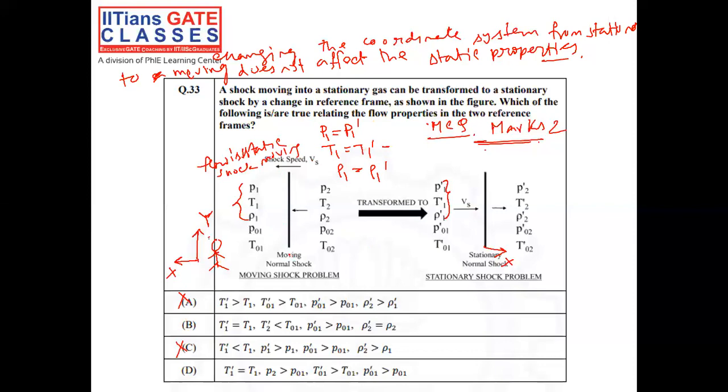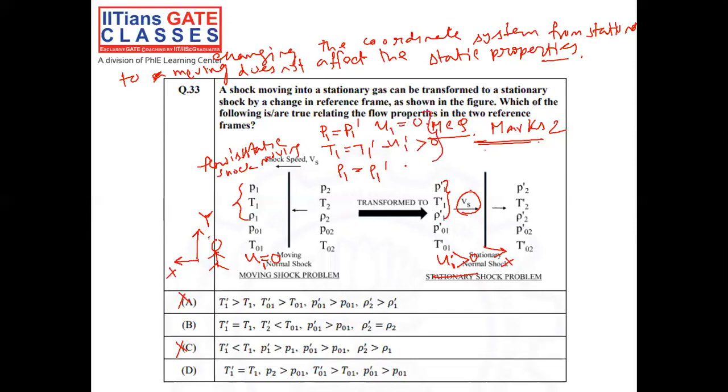As in this moving shock condition, the shock is moving and the fluid is static. So in this case, the fluid velocity is actually zero. But in case of the stationary shock problem, the shock is static, but the fluid is moving at a velocity Vs, right? Hence U dash is greater than zero. So let's call these U1 and U1 dash. Here we have seen that P1 is equal to P1 dash, T1 equal to T1 dash, but U1 equals 0 and U1 dash is greater than 0.